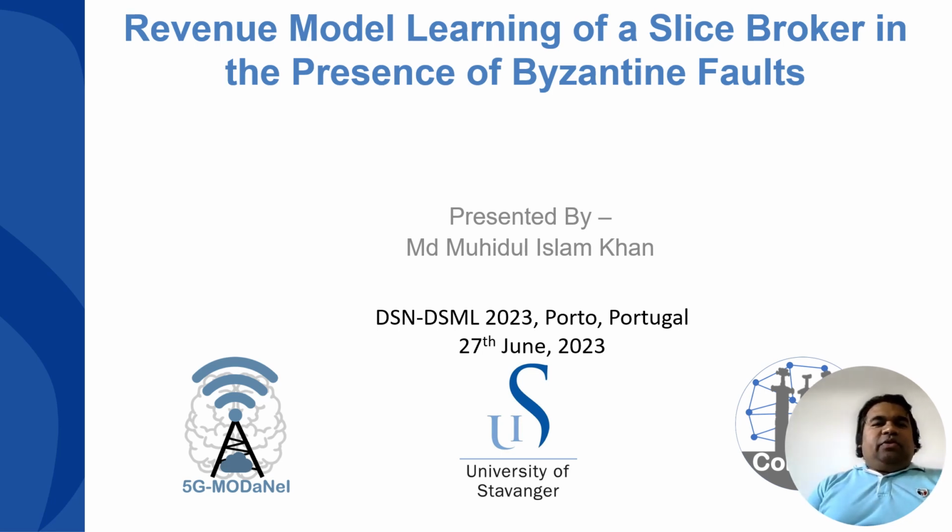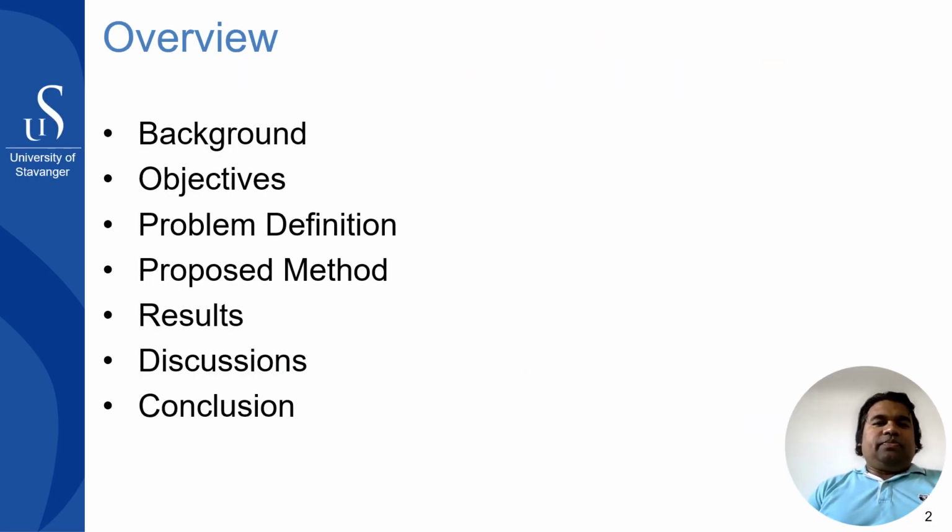And basically, if we look at the topic, then we can see there are three important keywords here. One is revenue model learning, another one is slice broker, and the last one is presence of Byzantine faults. So basically we will try to learn a revenue model for a slice broker, and there will be some Byzantine faults which we will try to detect, and we will learn the overall revenue model for the slice broker.